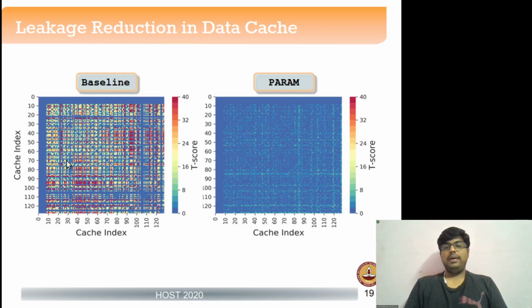These two plots compare leakage between the baseline processor and after applying obfuscation, what is the leakage in the data cache. So this plot we have already seen. This plot is for placing the same data over different cache addresses, and we have seen this actually leaks more information. After applying obfuscation, this is the heat map we have obtained. There is no region that now has a leakage score of 4.5 and above.